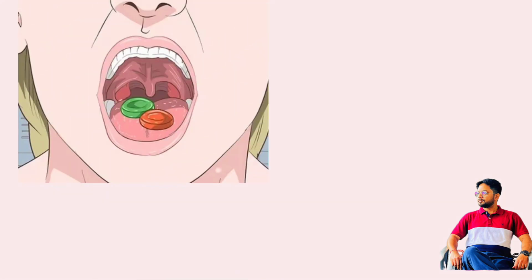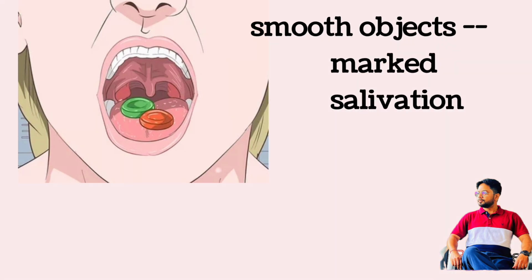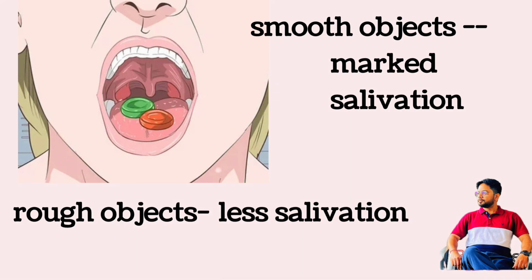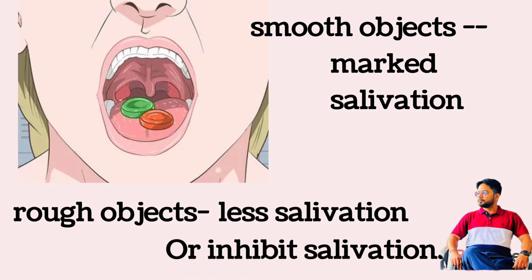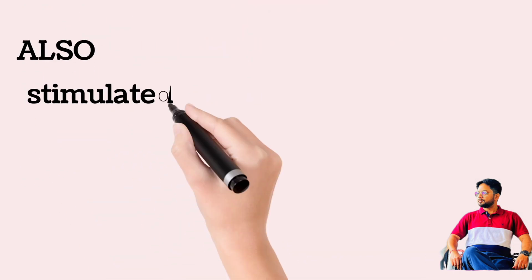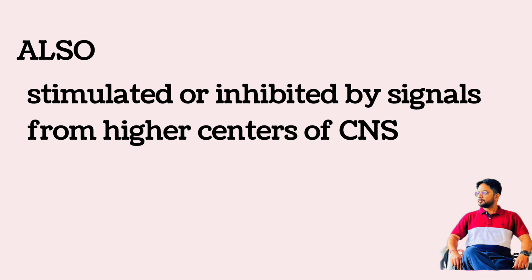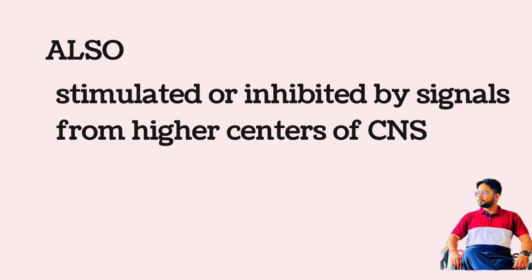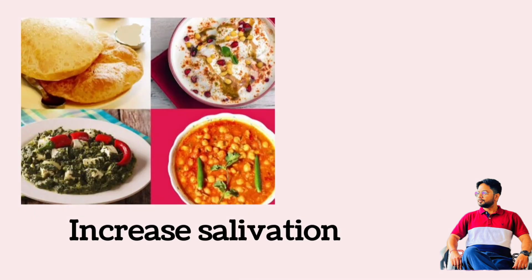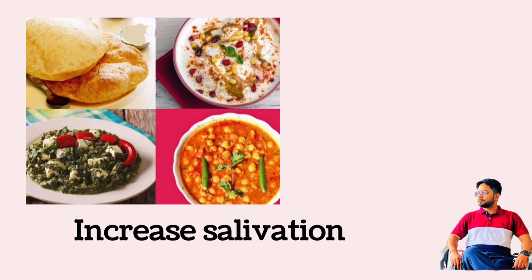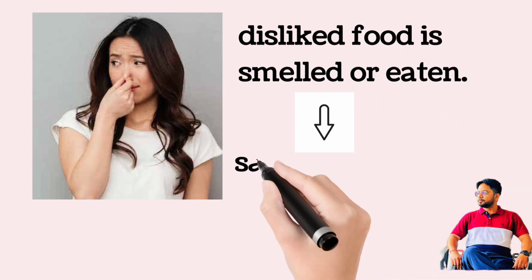Also, certain tactile stimuli such as the presence of a smooth object in the mouth cause marked salivation, whereas a rough object causes less salivation or occasionally even inhibits salivation. Salivation can also be stimulated or inhibited by nervous signals arriving in the salivatory nuclei from higher centers of the central nervous system. When a person smells or eats favorite foods, salivation is greatly increased compared with when disliked food is being smelled or eaten.